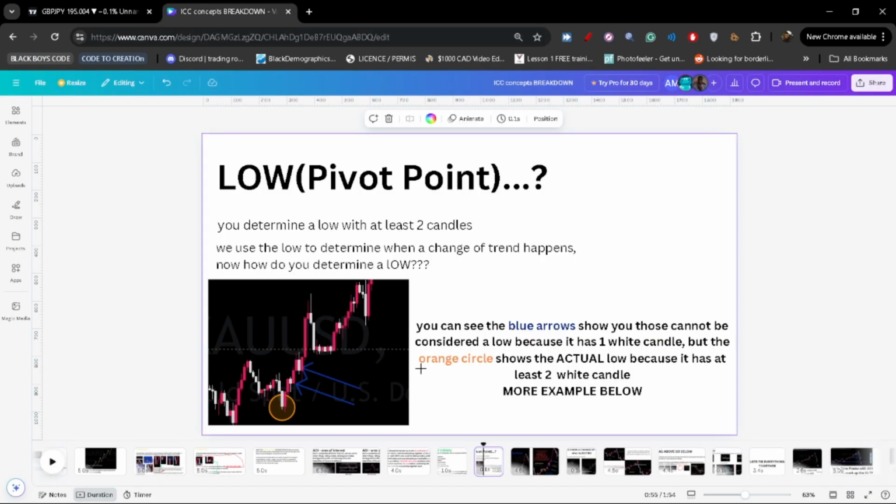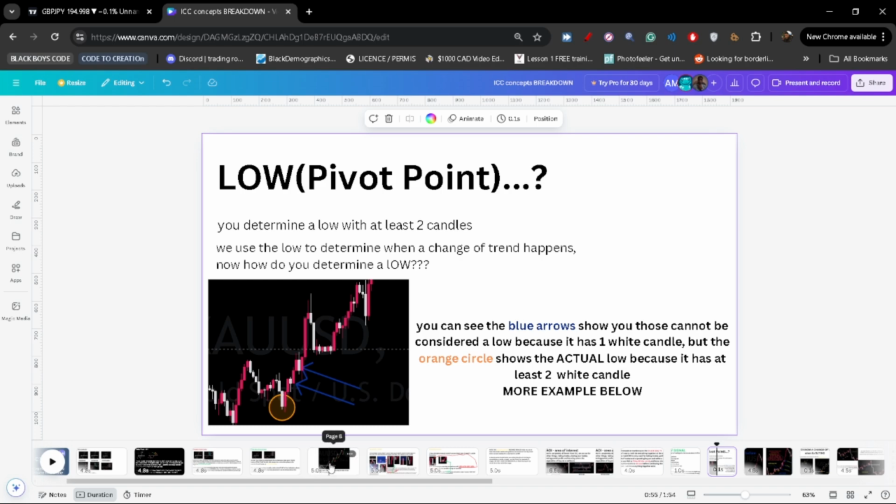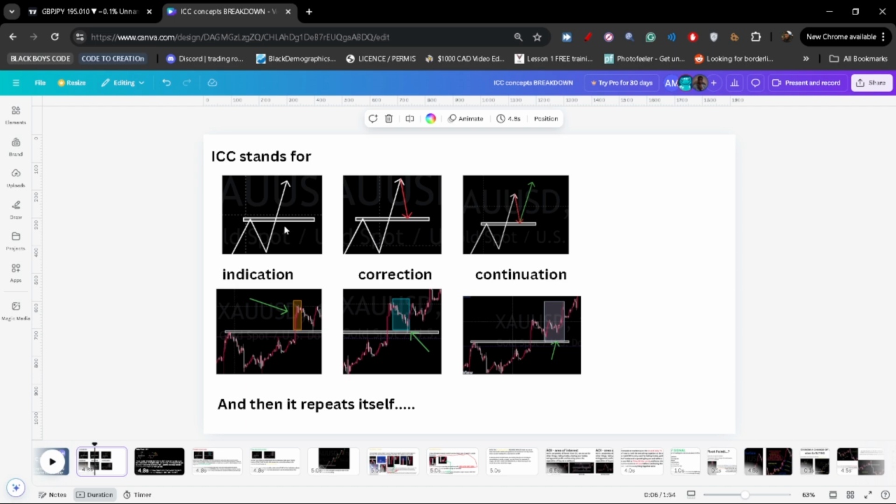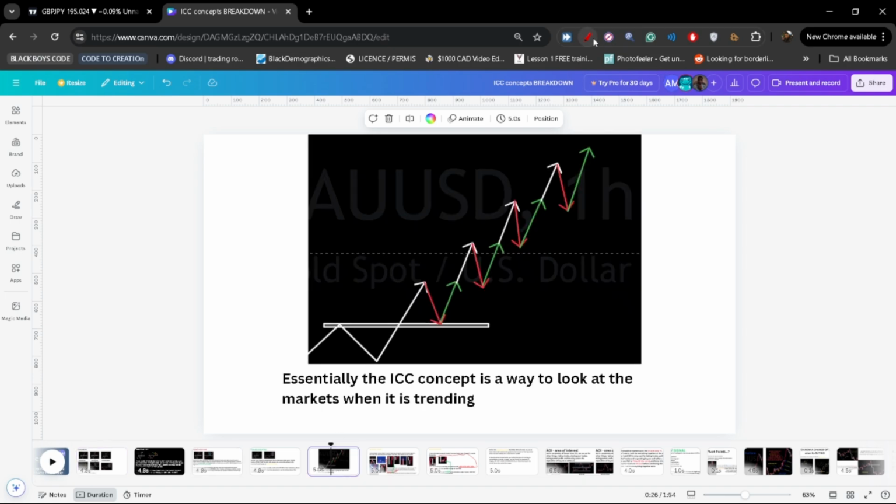In my ebook, guys, I actually explained how the market moves. My strategy is basically the ICC concept: indication, correction, continuation. As you can see, the indication stands for the white line, the correction is the red line, and the continuation is the green line. And as you can see, price basically repeats itself.